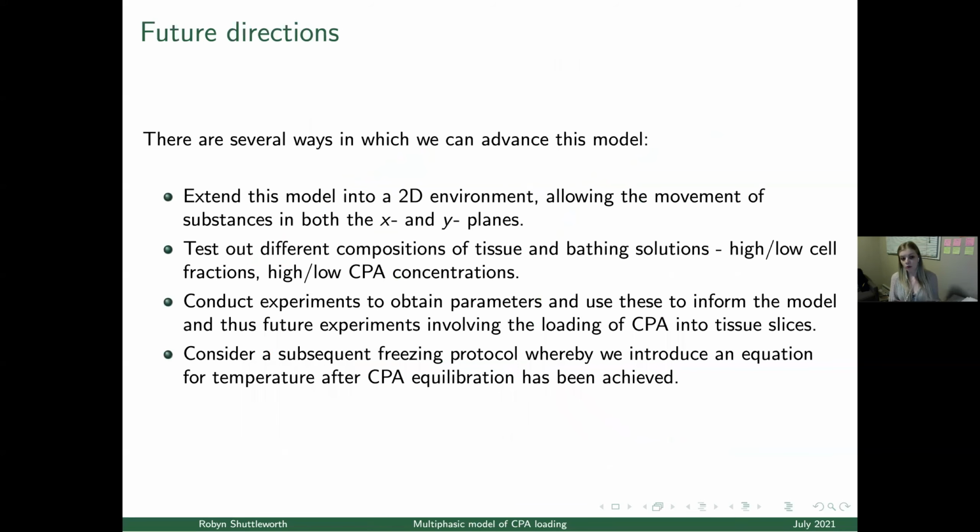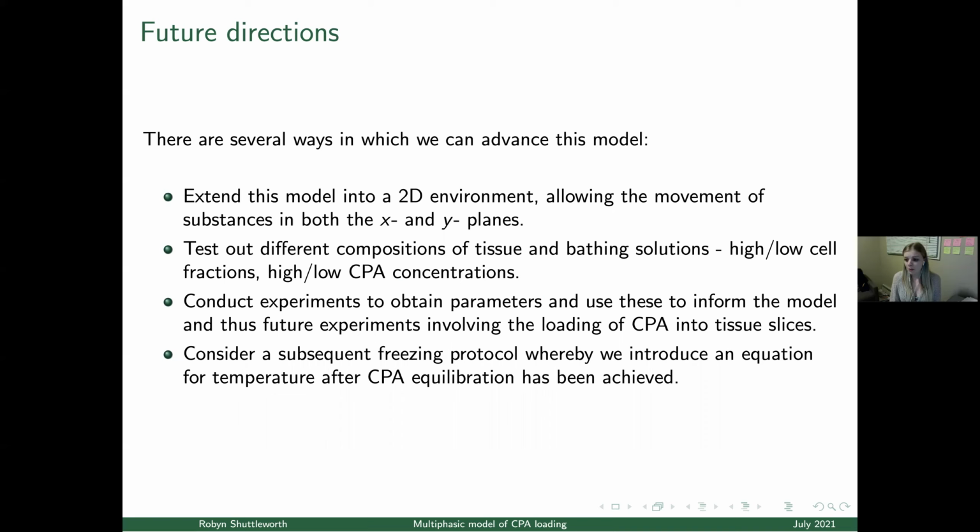Moving forward with this model, there are lots of different things we can do. However, we want to look at moving this into a 2D environment, so that rather than the 1D model we have right now, we're going to place it into 2D, so we can look at the movement of substances in both the X and Y directions. We can then start to test out different and more complex compositions of the tissue and the bathing solutions, so we can get high and low cell fractions within these, and we can also alter the CPA concentrations within the bath. We can also conduct experiments to obtain the different parameters that we need for different tissues. This can then inform the model and therefore inform future experiments for different types of tissues.